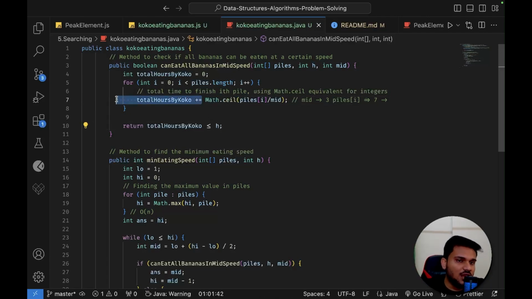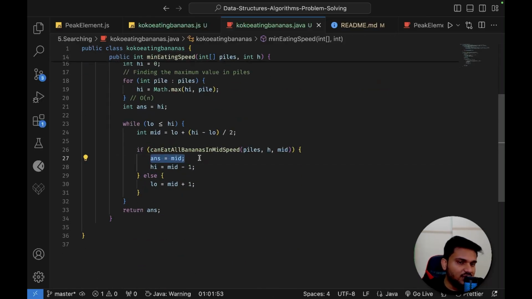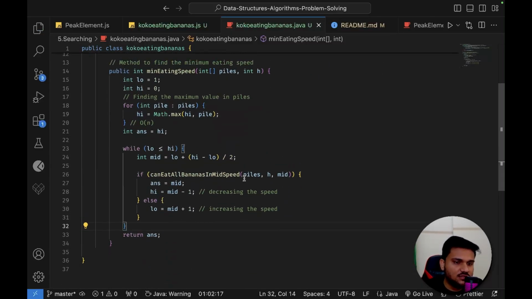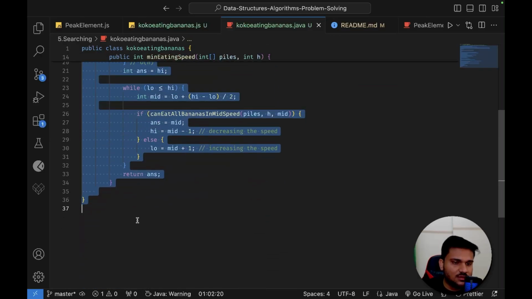And I'm adding it to total hours taken by Coco because we get individual hours for every pile. Now we return whether the total time taken by Coco is less than or equal to h or not. If it is, then we take mid as the potential answer and we do high equals mid minus 1. Else, if we are not able to eat all the bananas at mid bananas per hour speed, you will not be able to eat it at less than mid bananas per hour speed. So I want to increase the speed. You can see we are increasing the speed, hence we do low equals mid plus 1. Here we are decreasing the speed. Right? That's how you can actually solve the question in Java as well. Right? If you try to submit this question.